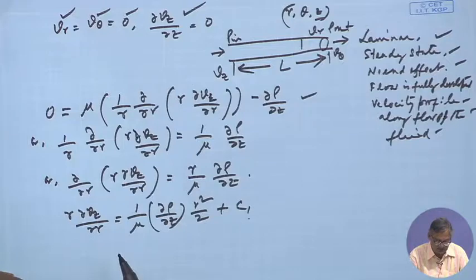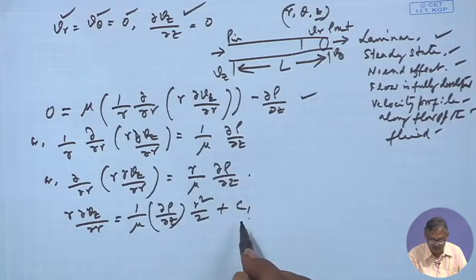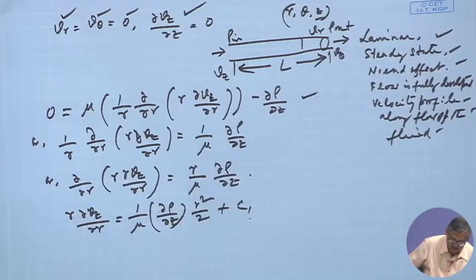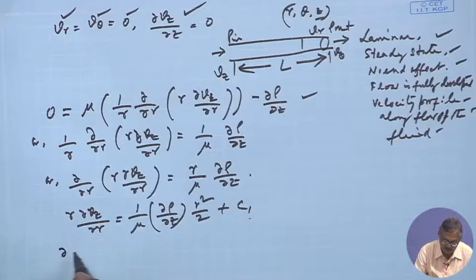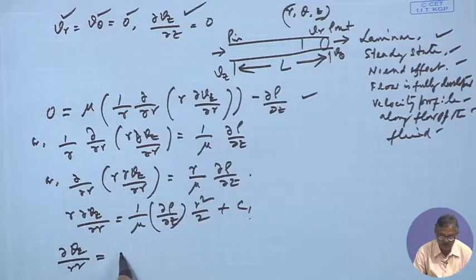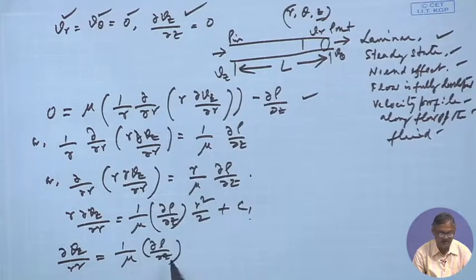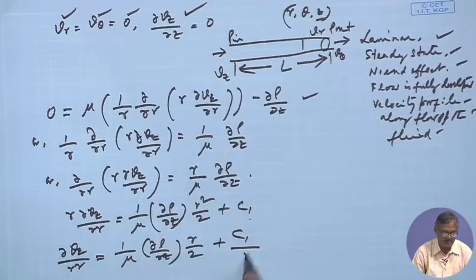So, on first integration, and on rearrangement of this, ∂Vz/∂r = (1/μ)(∂P/∂z), and this r goes there. So it is r/2 plus C1/r.